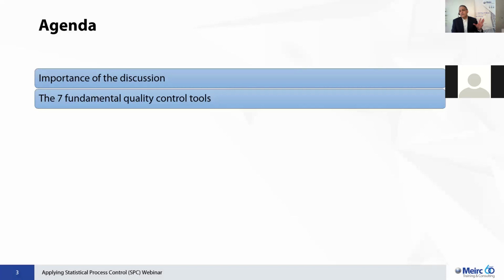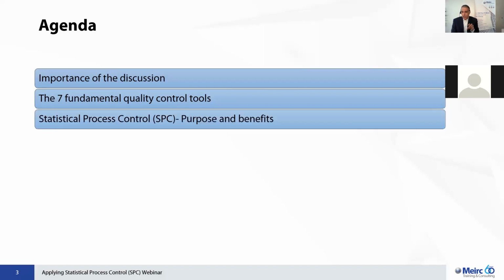Then we will refer to the 7 fundamental quality control tools. We are basically focusing on 2 of these tools, which are the control charts, and the histogram, using it as a process capability tool. If we have time, I have included a little bit of applications on the famous software Minitab, so we can practice a little bit on generating control charts using Minitab and then the process capability charts. Then we will venture into SPC, or statistical process control, its purpose and benefits, and how we can use it in our everyday life.